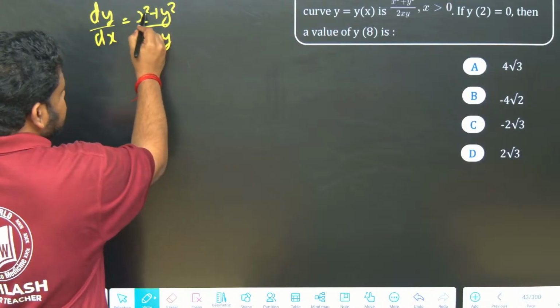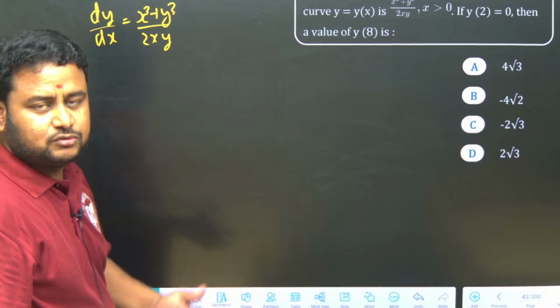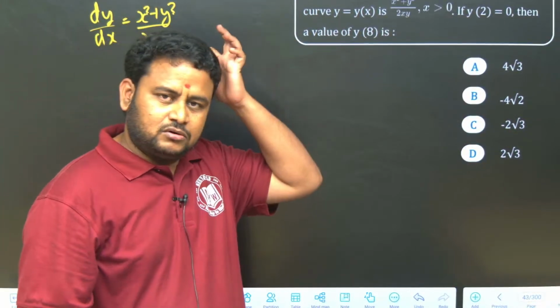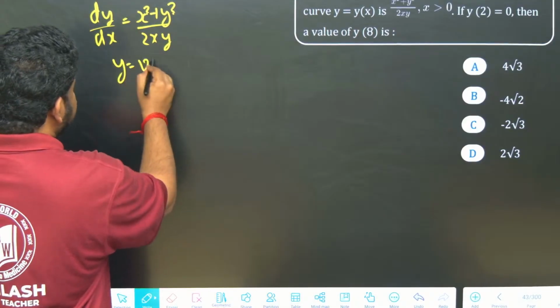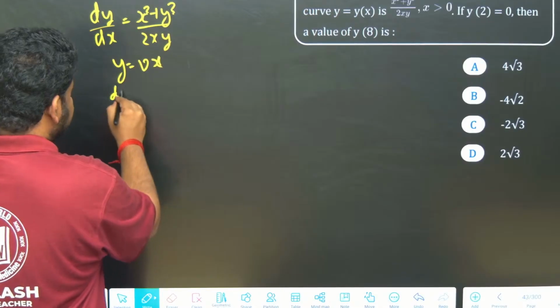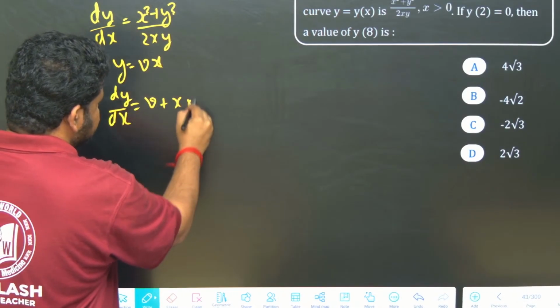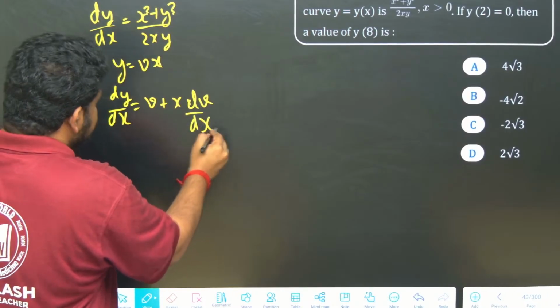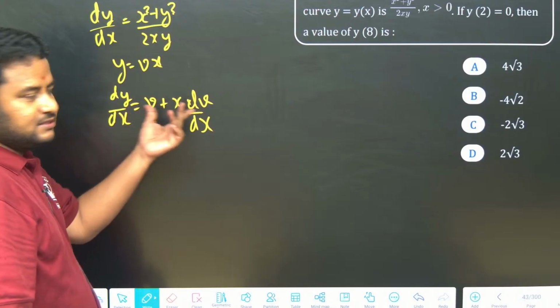Here the degree is 2, and here also the degree is 2. So it transforms into a homogeneous equation. Now to solve this, I have to put y = vx, because it is dy/dx. So dy/dx will become v + x dv/dx. This step you can avoid, you can directly write it, because you have already solved so many questions. dy/dx will be equal to v + x dv/dx.